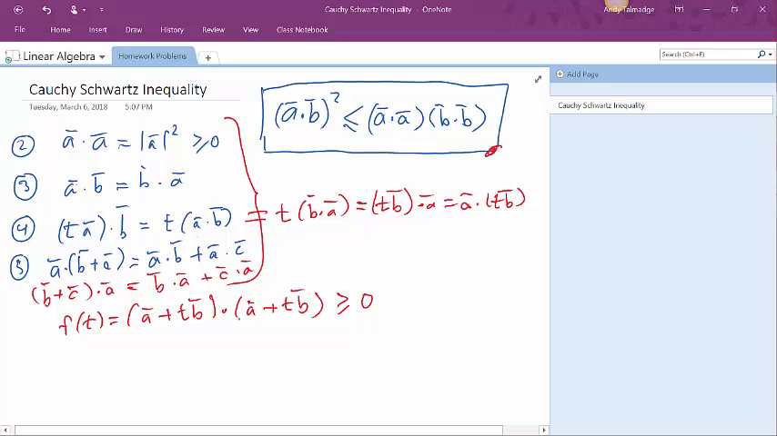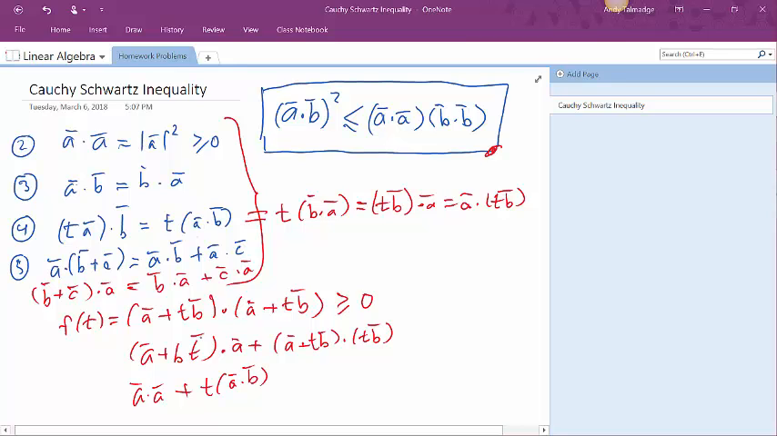We've dotted a plus tb with itself, so I'm going to distribute that as a plus tb dotted with a plus a plus tb dotted with tb. And now I'm going to apply the property that I can do the distributions on the left, which was our first thing we looked at on property number 5. So this is a dot a plus bt dot a, which I'm going to write as t times a dot b, where again I've used this property number 4 and I've reversed the dot product.